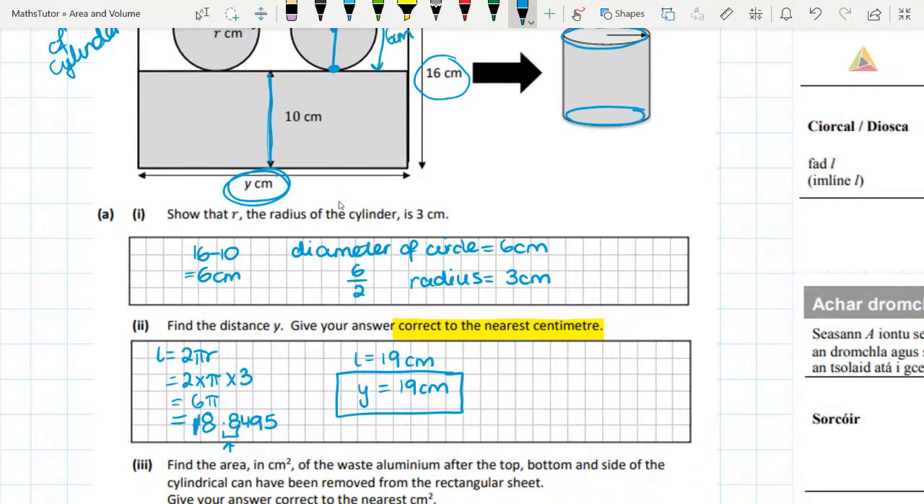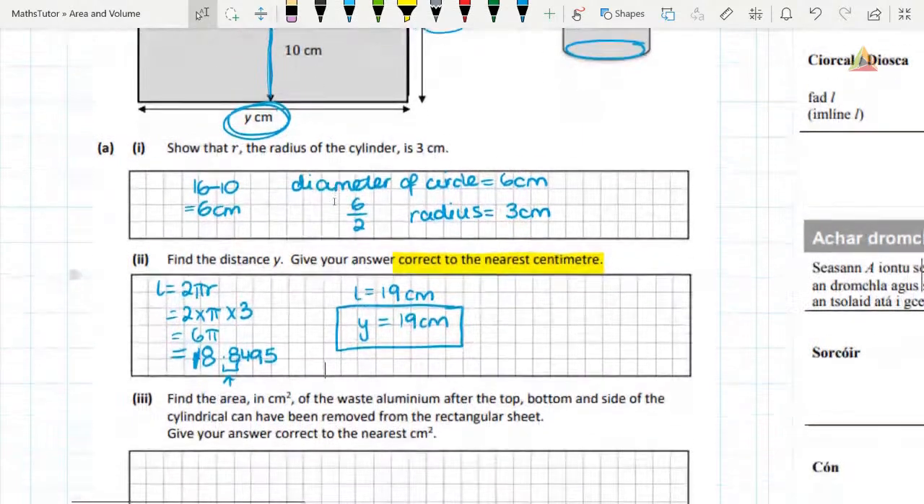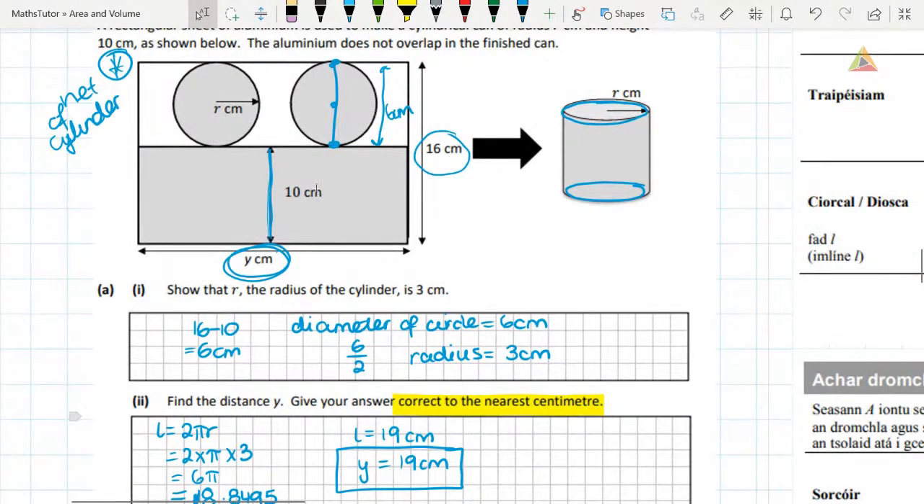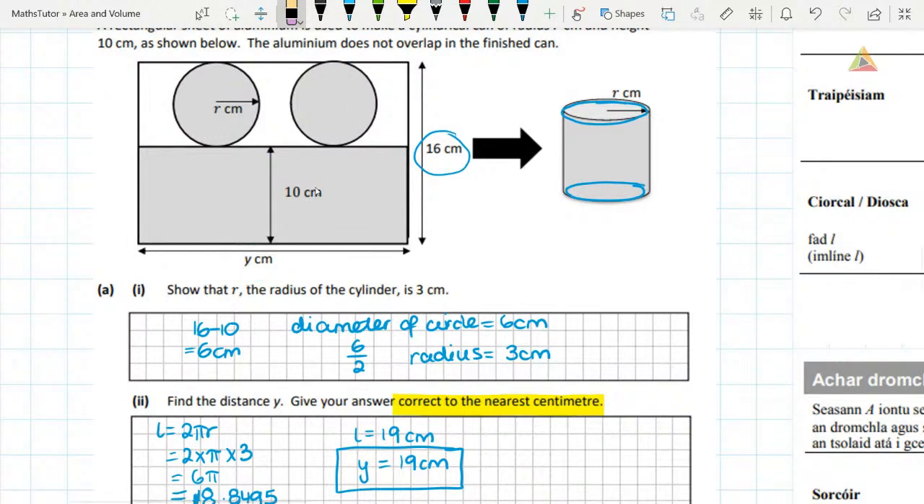And the last part of this question says, find the area in centimeters squared of the waste aluminium after the top, the bottom and side of the cylindrical can have been removed from the rectangular sheet, and give your answer correct to the nearest centimeter squared. So this is why it wasn't a full net that we were being given. We were being given it in this shape because we were going to try and reduce the amount of waste when they were making it.